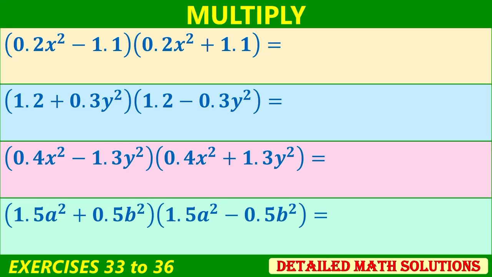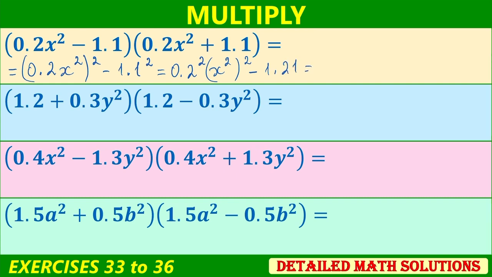When I apply it, this equals (0.2x squared) squared minus 1.1 squared, which equals (0.2 squared x squared) squared minus 1.21, which equals 0.04 x to the fourth power minus 1.21.